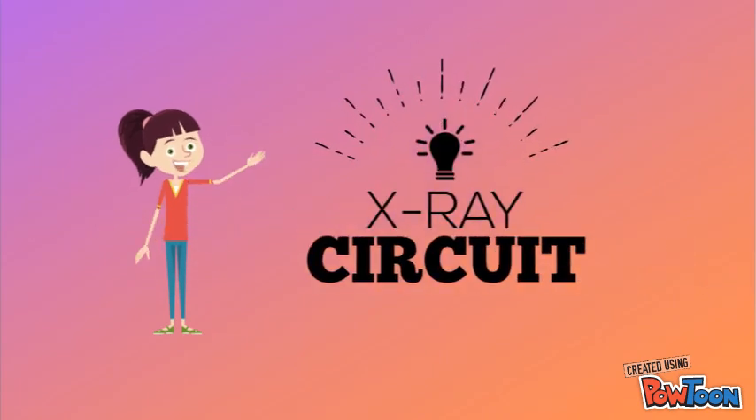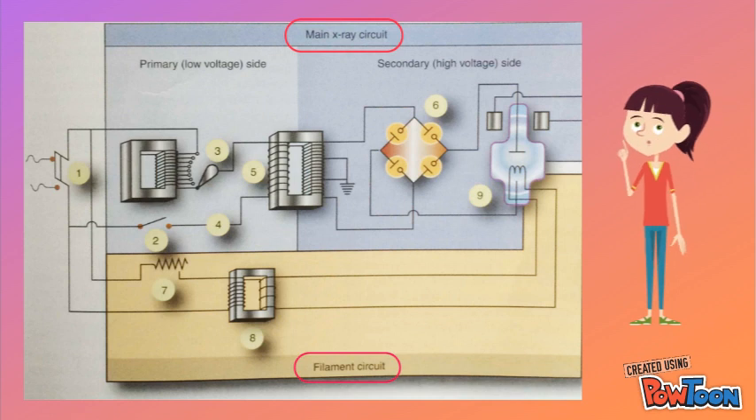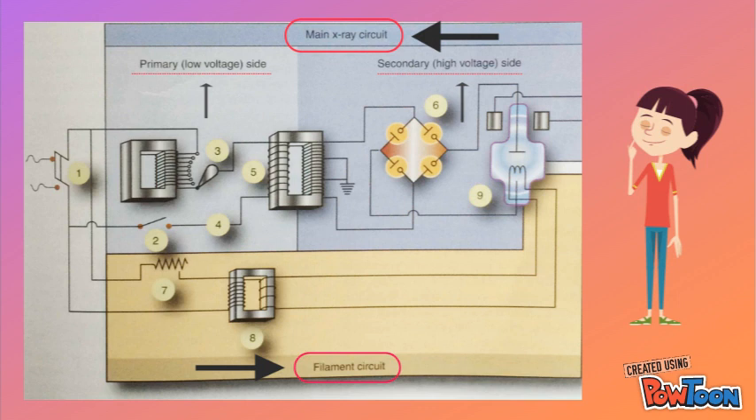Today, we're going to teach you a little bit about the X-ray circuit and how it works. The main circuit and the filament circuit are combined to form the basic X-ray circuit that is composed of a sequence of devices that produces X-rays.